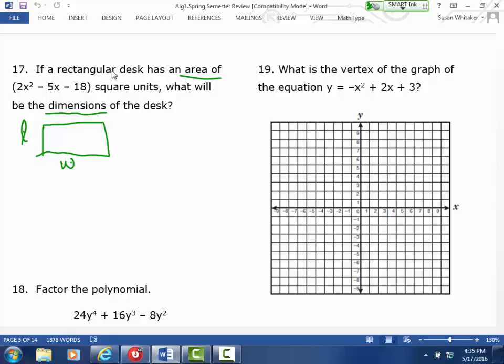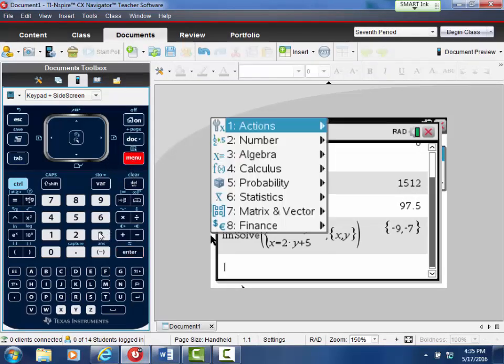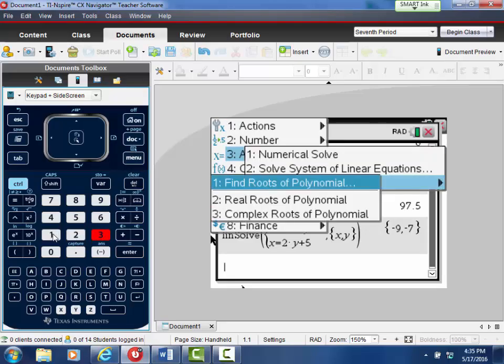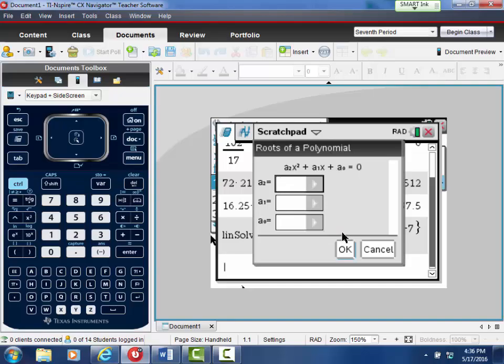So we're going back the other way, and one way we could do that is factoring. Many of you are great at factoring, so I'll let you do that, but some of you weren't, so I want to remind you we did have a calculator tool to help us. That was to do menu 3 3 1, and that's to find roots of a polynomial. It's degree 2 because our exponent was 2. We're looking for real roots.